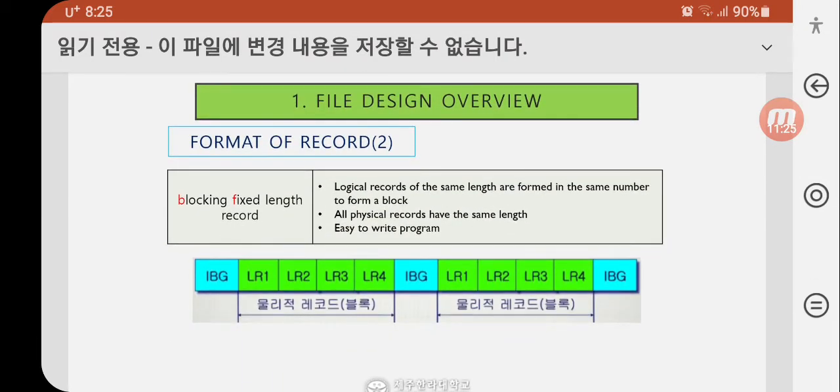Next format is blocking fixed length record. That is logical records of the same length that are formed in the same number of forms of block. All physical records have the same length. This is easy to write program.